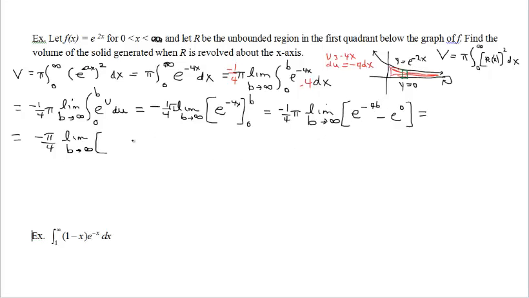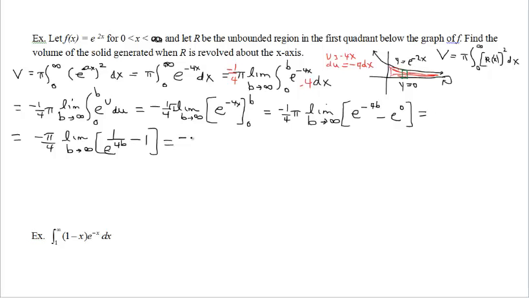Okay, I don't like to work with negative exponents, so I'm going to rewrite it as 1 over e to the 4b, minus e to the 0, which is 1. Okay. Now I'm ready to apply the limit part of this, so I'm going to plug in infinity for b and see what happens.